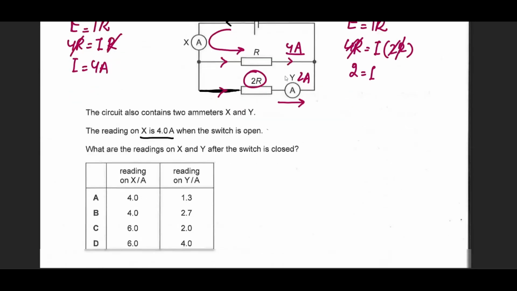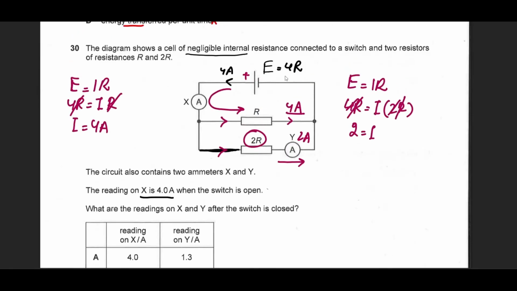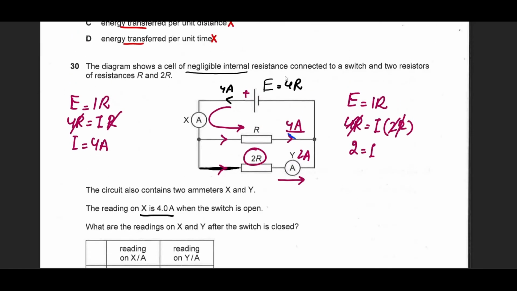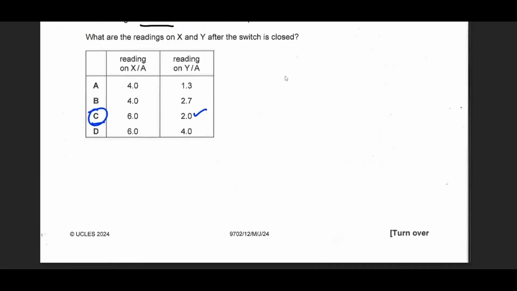So let's look at what option gives us Y as 2 amperes. Y should be 2 amperes, so it's going to be option C. But does ammeter X show 6 amperes? Does it show 6? Yes, because this 4 and this 2, when gathered in this branch, become 4 plus 2, 6 amperes. And the same current goes over here, then gets divided again through these branches. So X will read 6 amperes. So it should be option C.